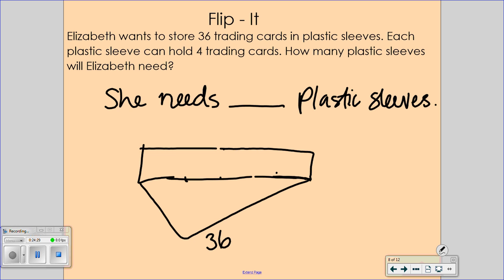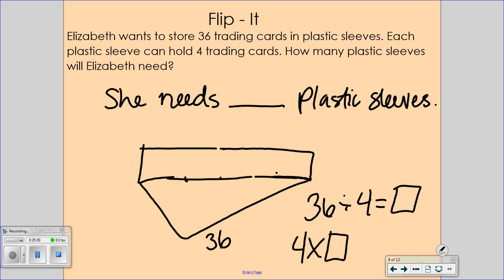Ella? 36 divided by 4. 36 divided by 4 equals something. Now, division I know is not your favorite. So let's use our flip it strategy and make that a multiplication equation. What is going to be my multiplication equation? Brian, what's it going to be? 4 times something equals 36.